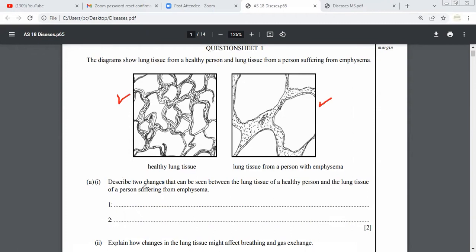Describe two changes that can be seen between the lungs tissue of a healthy person and the lungs tissues of the person suffering from emphysema.